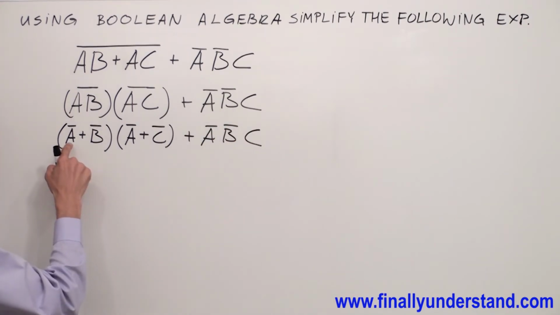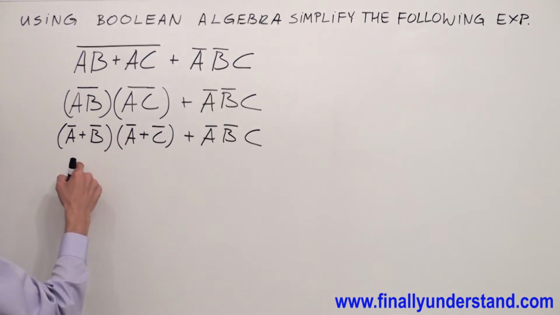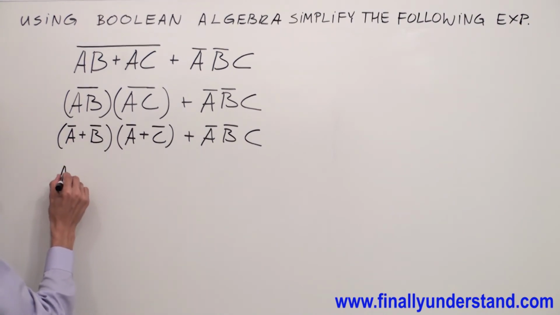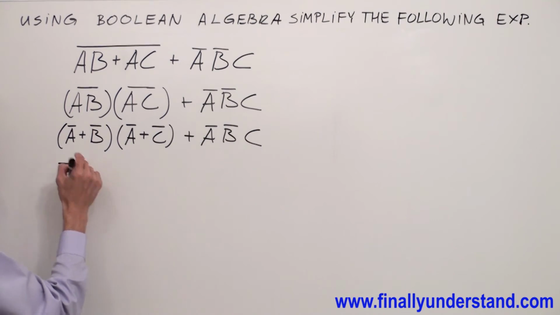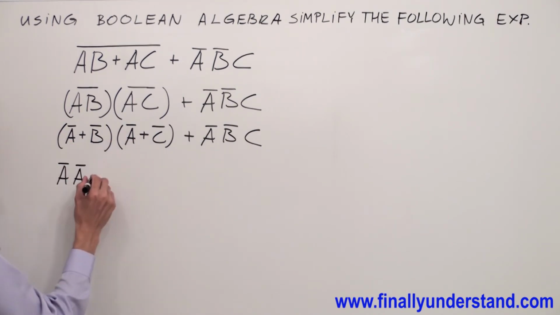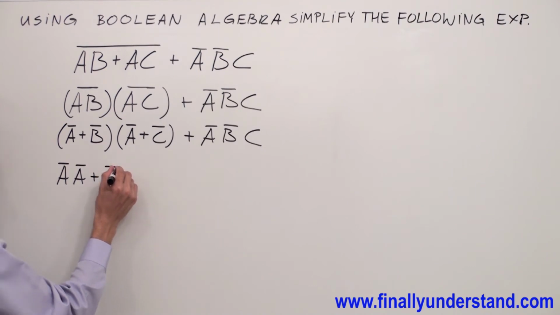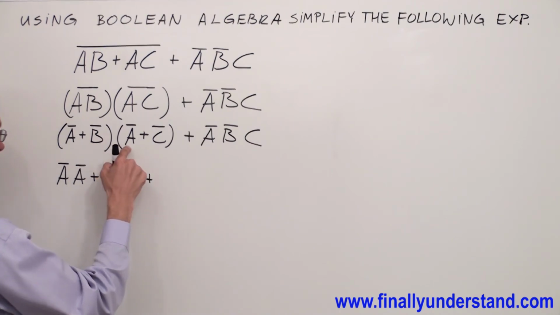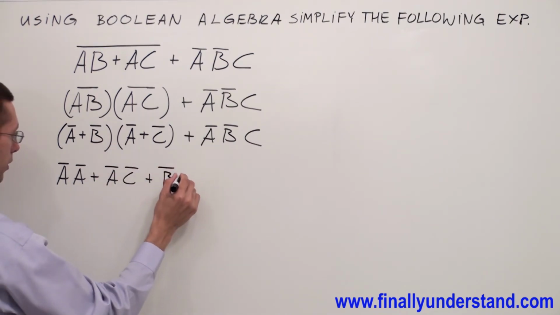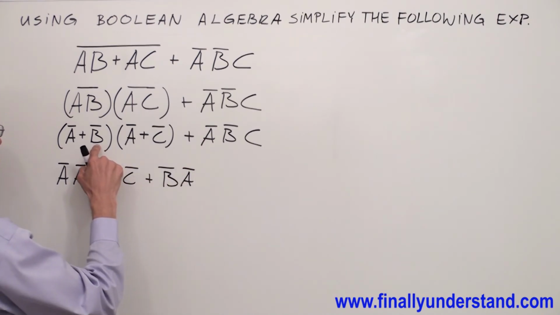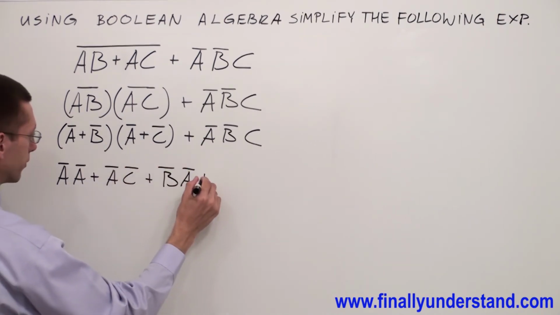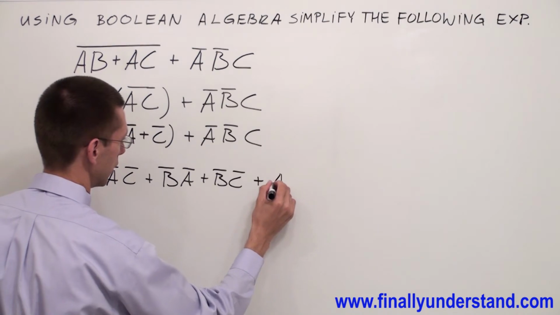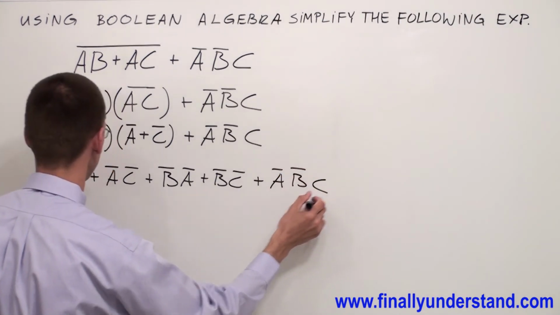Next, I'm going to multiply these two parentheses by themselves. So I'm going to multiply A naught times A naught, times C naught, or B naught times A naught, B naught, C naught, or A naught, B naught, C.